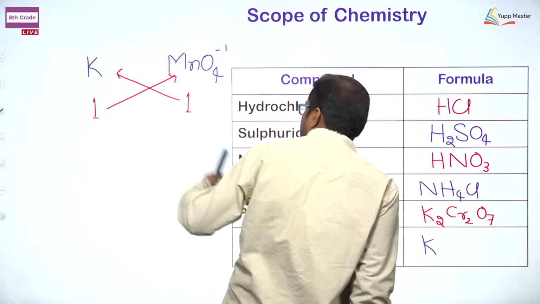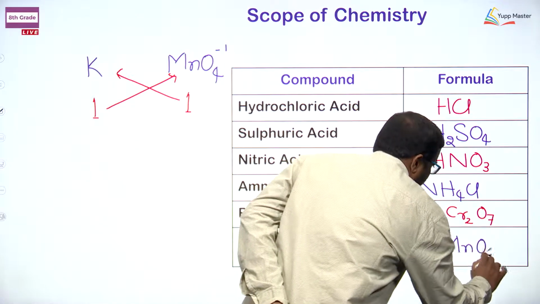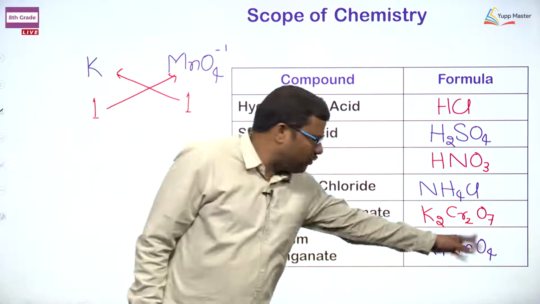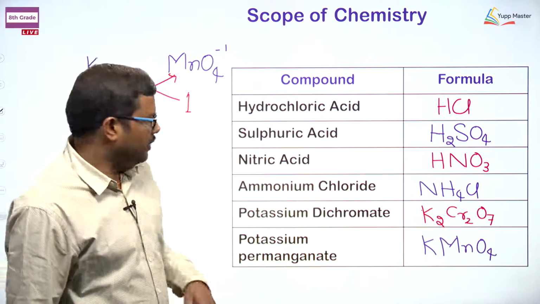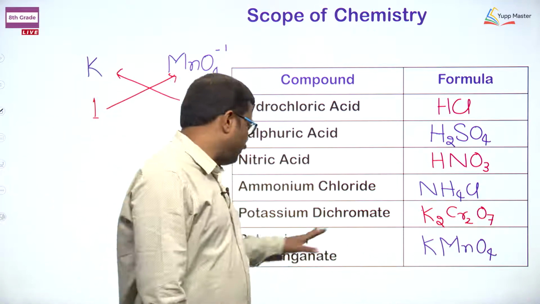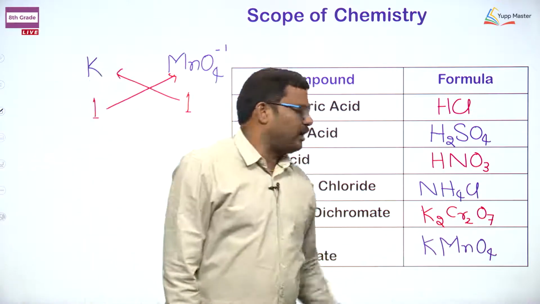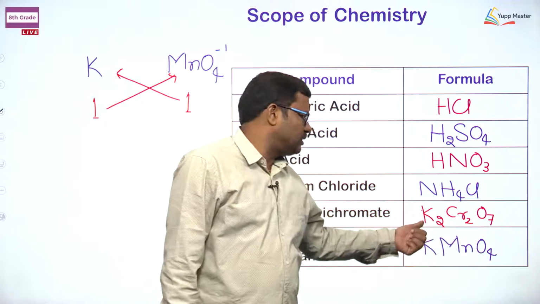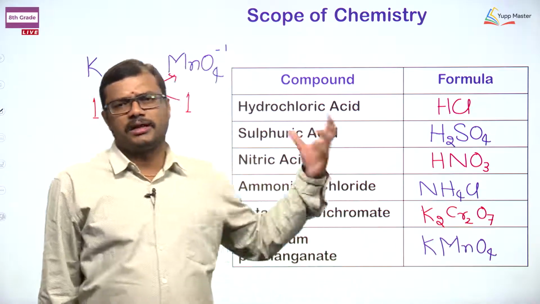The formula is K, since it is exchanged with 1, so I am not writing 1 here, K MnO4. MnO4 is also taken one time, so I write MnO4 only. So K MnO4 is potassium permanganate. Potassium dichromate is K2Cr2O7. Potassium permanganate is K MnO4. Mn is manganese. So we have potassium permanganate, potassium dichromate, ammonium chloride, nitric acid, sulfuric acid, hydrogen chloride.